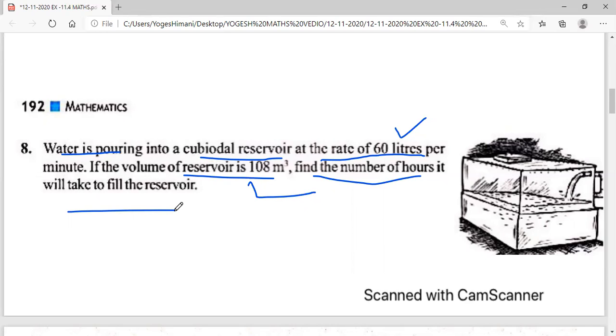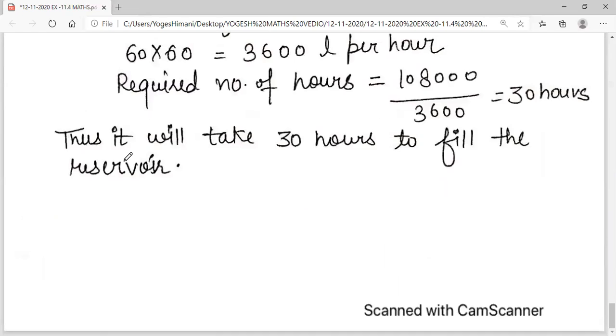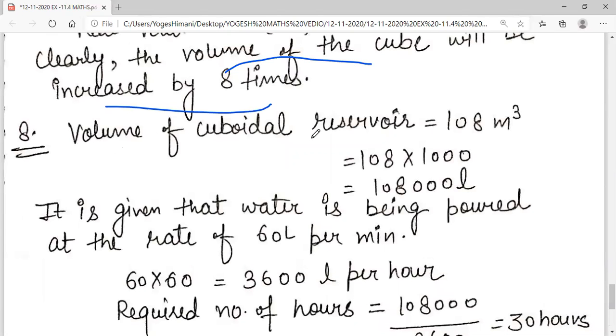So what can we do? We will just, you all can see that volume of cuboidal reservoir is this 108 meter cube. If we convert into liter, we know that 1 meter cube is equal to 1000 liter. So we have 1,08,000 liter water can be consist in the reservoir.